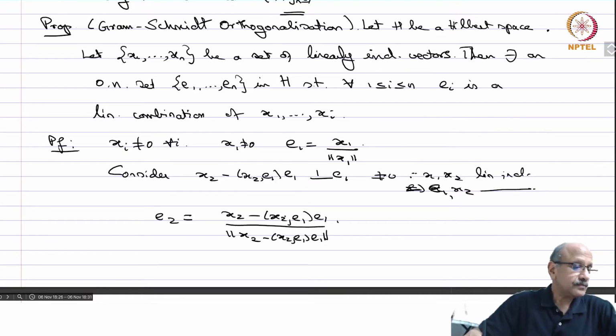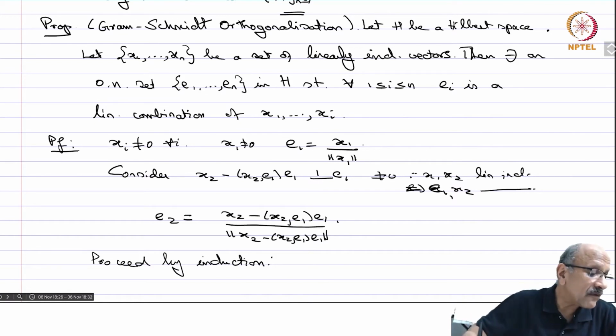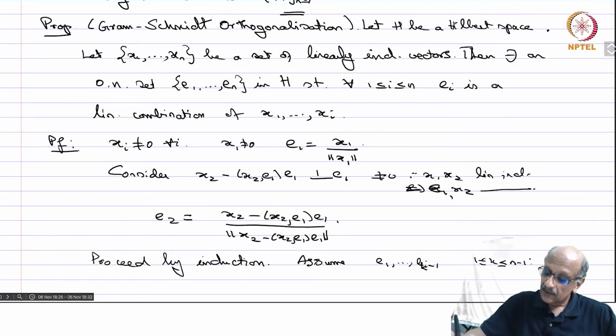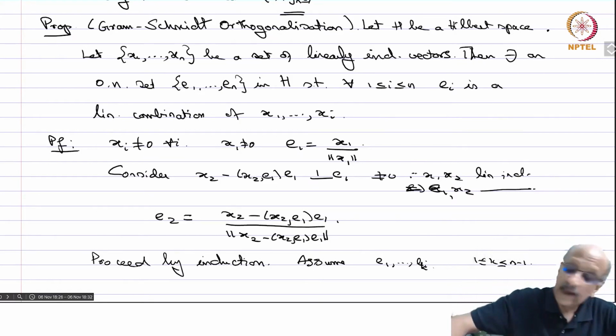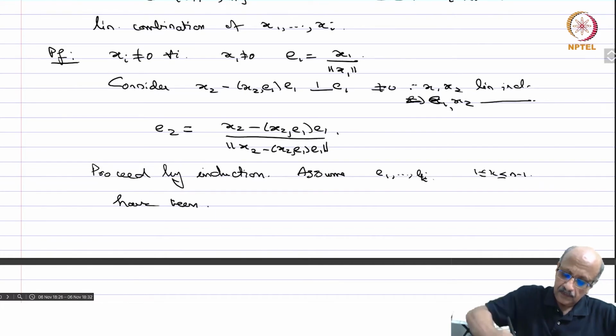Now you proceed by induction. So you assume we have constructed E1 to E(k-1), for 1 less than or equal to k less than or equal to n minus 1. So now we are going to define E(k+1).